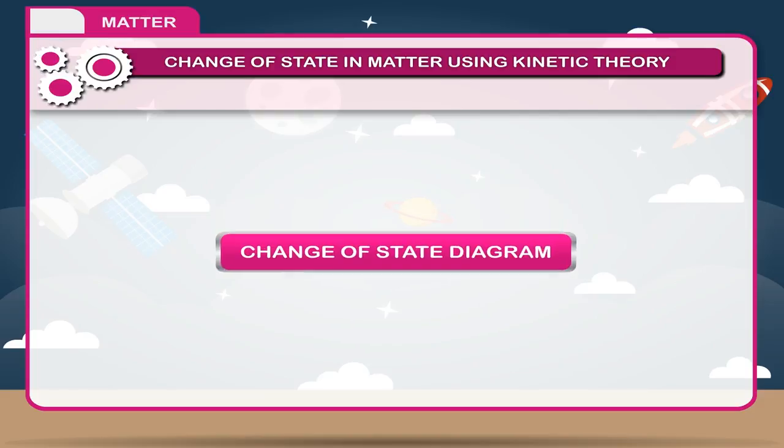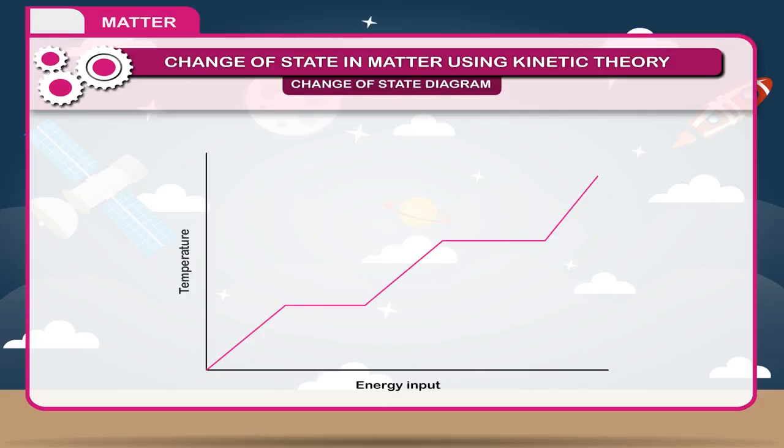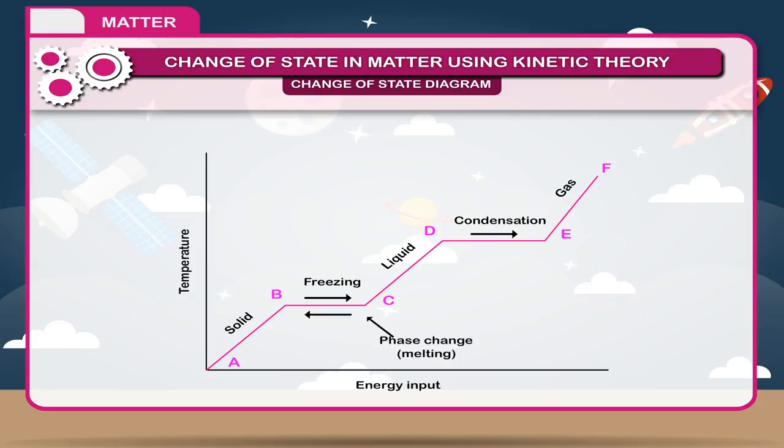Change of state diagram. Energy input, temperature, solid, freezing, condensation, gas, liquid. Phase change, melting. Phase change, vaporization.